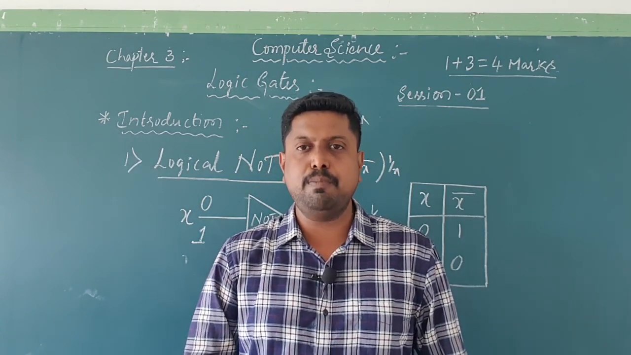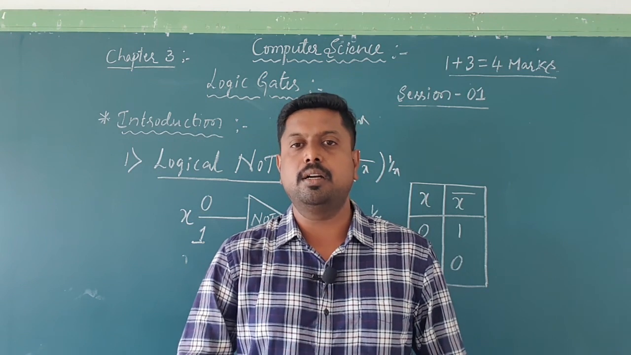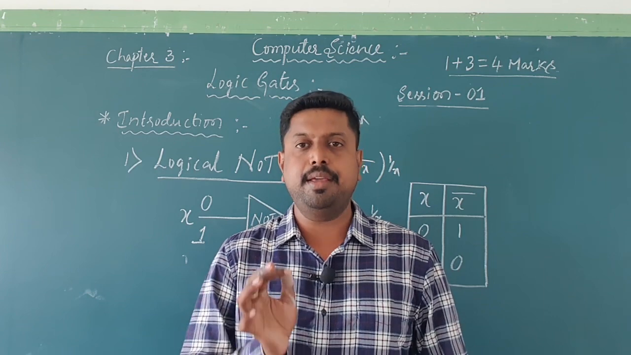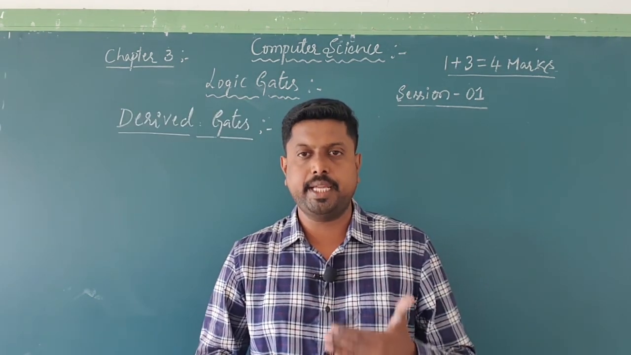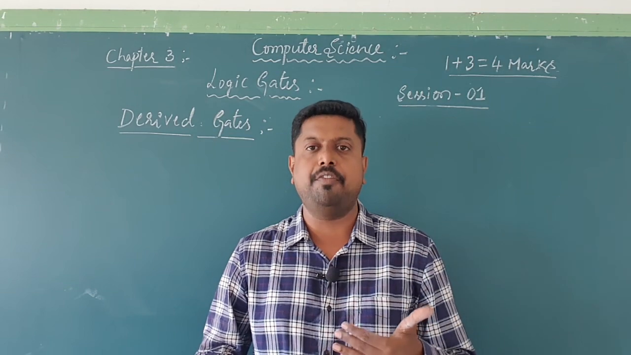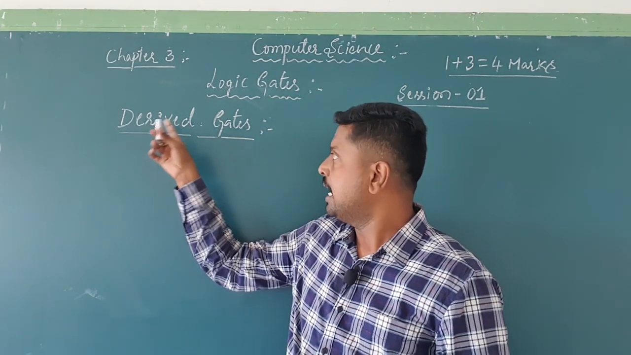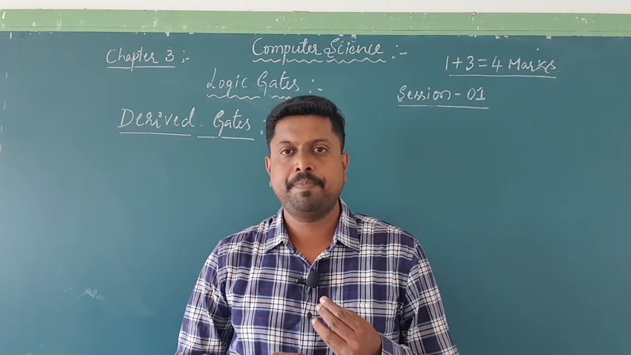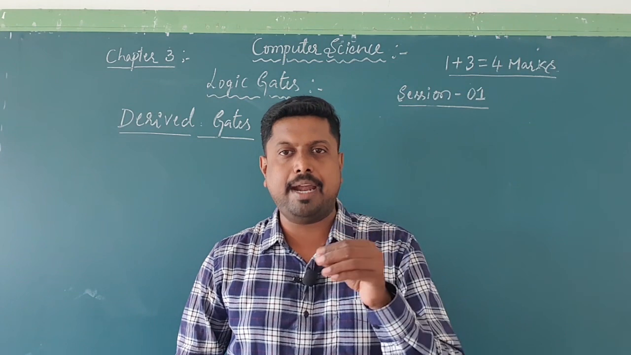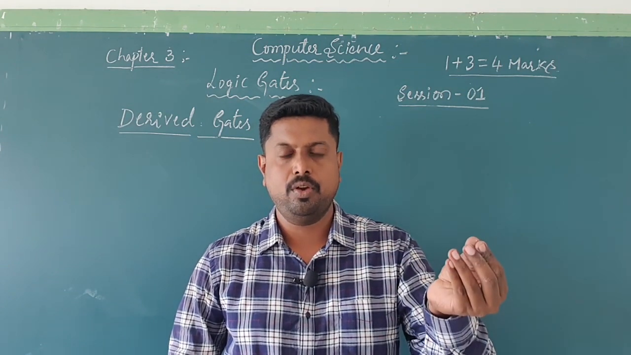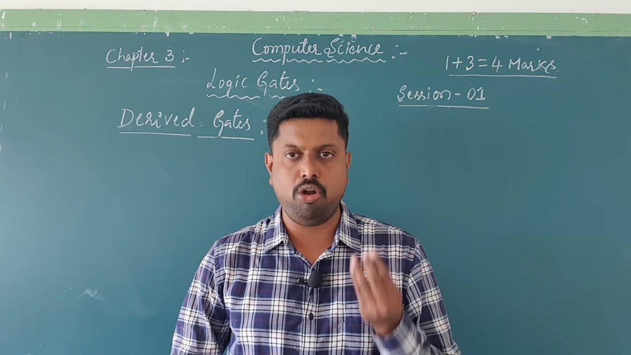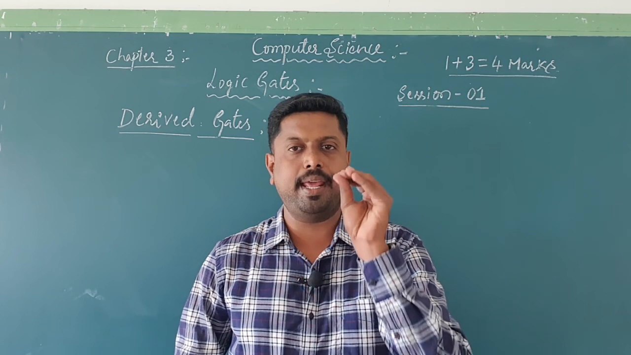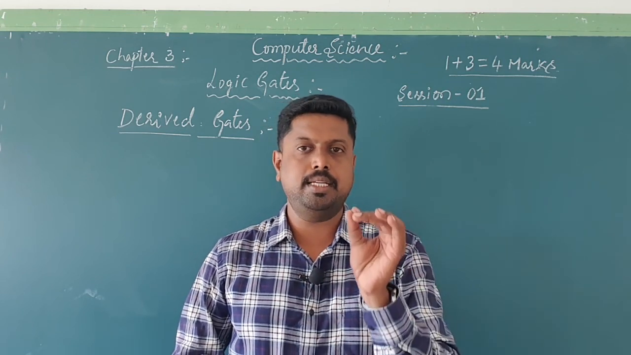By this, the three basic gates are covered, and in the next topic we are coming to one more very interesting topic, that is derived gates. After basic gates, we come to the next category of logical gates, that is derived gates. The definition of derived gates is that these gates are derived from the basic gates we discussed earlier: AND, OR, NOT. With the help of those basic gates only, these gates are derived.